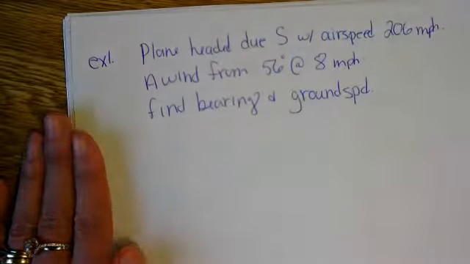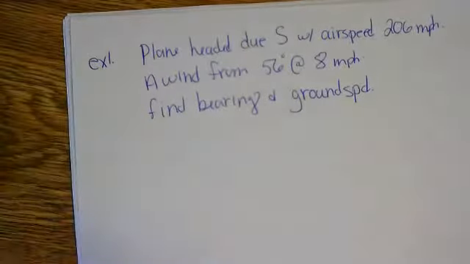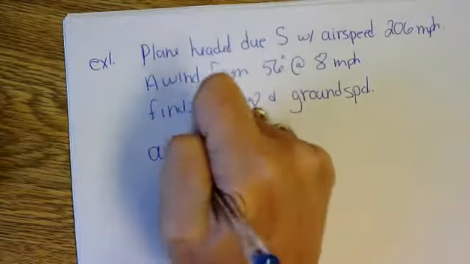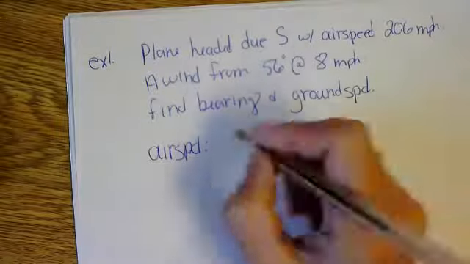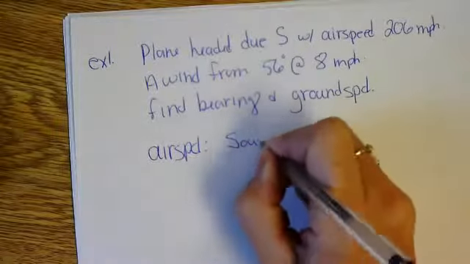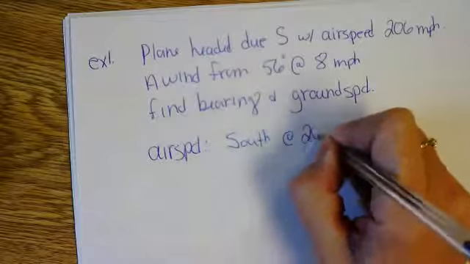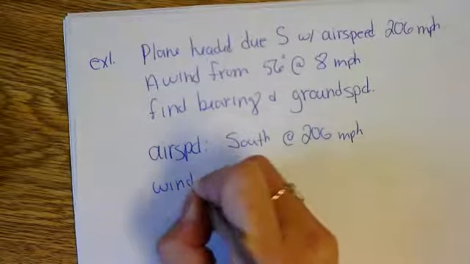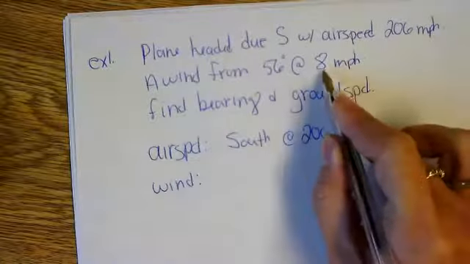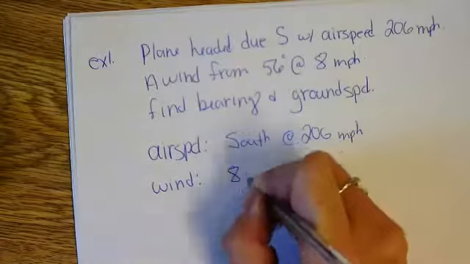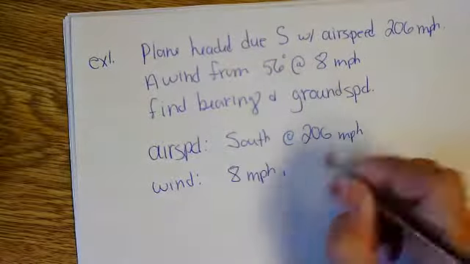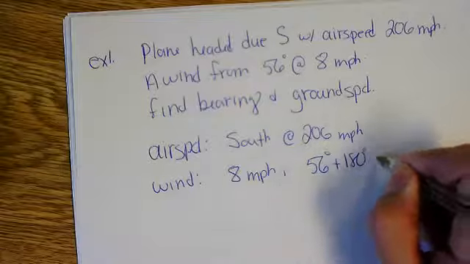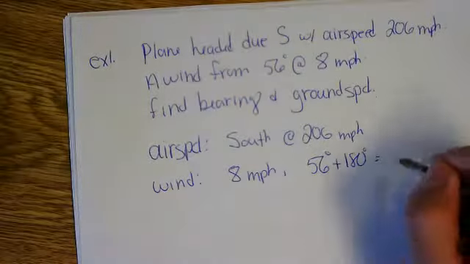Okay, so we need 2 pieces of information for all of our vectors, the magnitude and the direction. So we'll start with the airspeed vector. We know that it's going south at 206. So we have both pieces of information there. The wind, we've got the speed, the magnitude is 8 miles per hour. But the direction, we have to fix it. So when we draw it, we're going to add 180 to it. So we're going to be drawing the wind vector at 236 degree bearing.